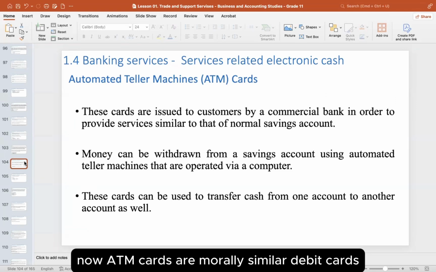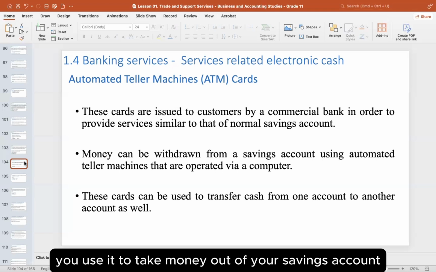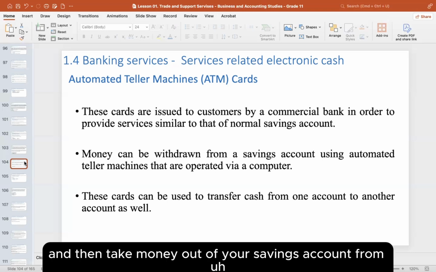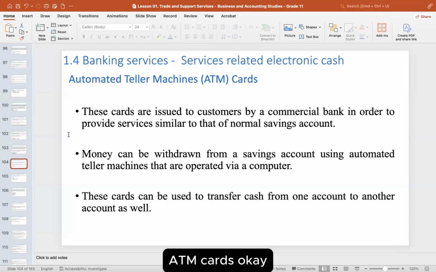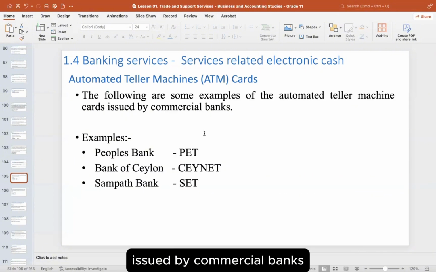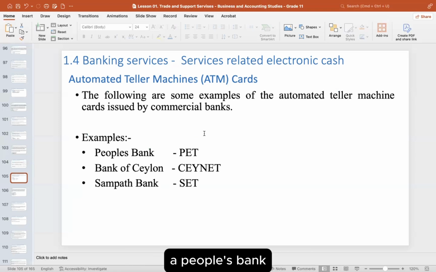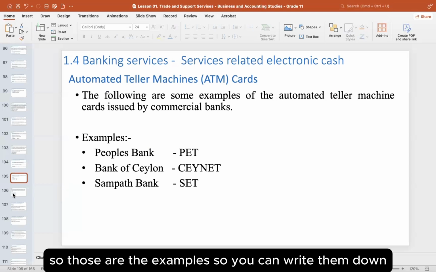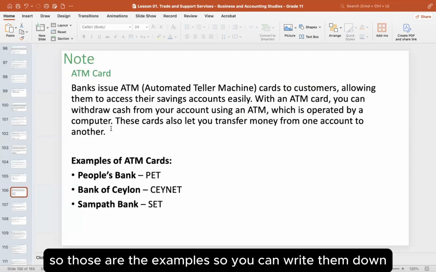Now, ATM cards are more or less similar to debit cards. Simply, you use it to take money out of your savings account. So you do not go to the bank counter. Rather, you go to an automated teller machine and then take money out of your savings account using ATM cards. So following are some examples of automated teller machine cards issued by commercial banks: People's Bank PET, Bank of Ceylon CNET, and Sampath Bank SET. So those are the examples. So you can write them down.